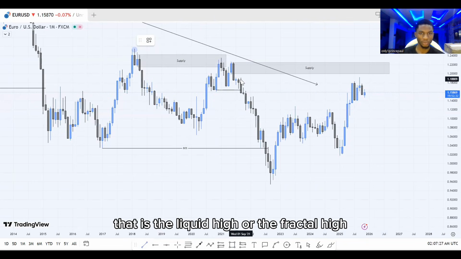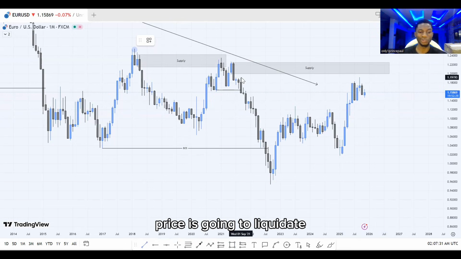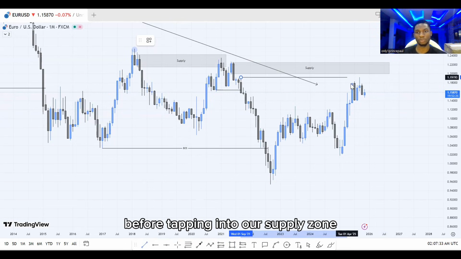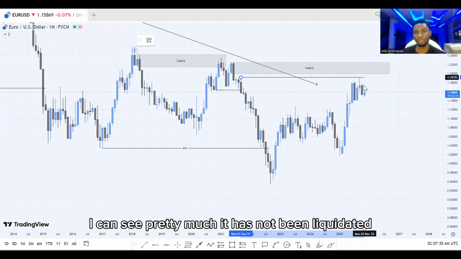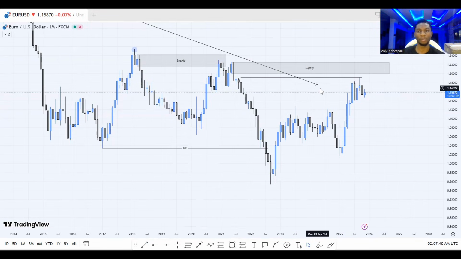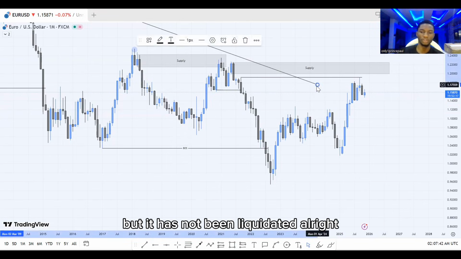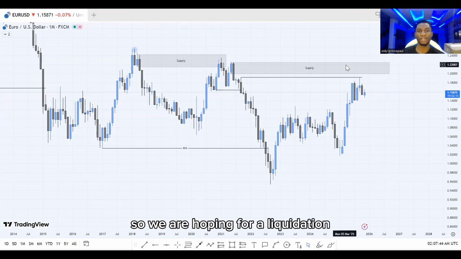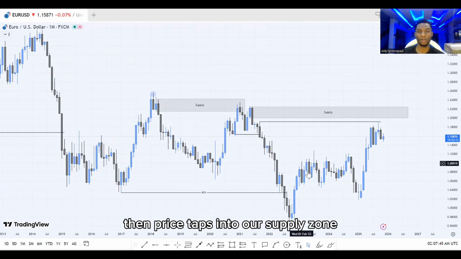That's the liquid high, or the fractal high, price is going to liquidate before tapping into our supply zone. I can see pretty much it has not been liquidated, although it has been tapped, but it has not been liquidated. Right, so if we're hoping for a liquidation, then price taps into our supply zone.